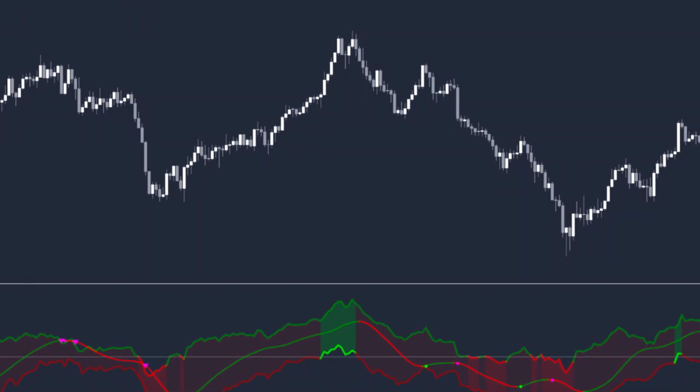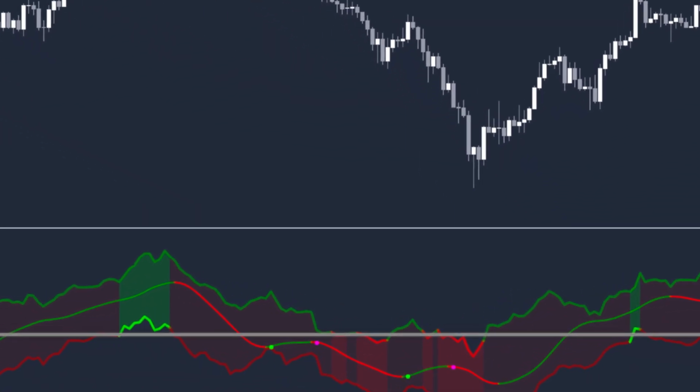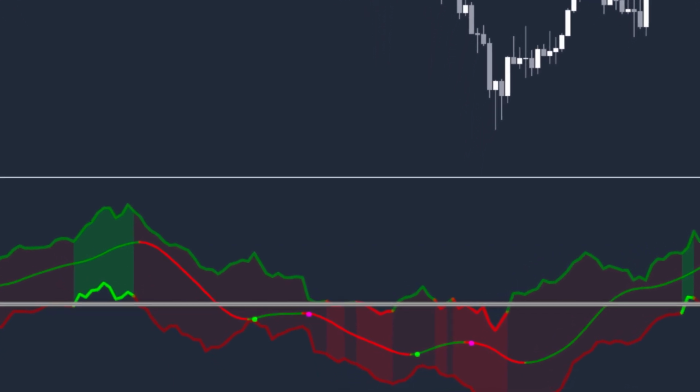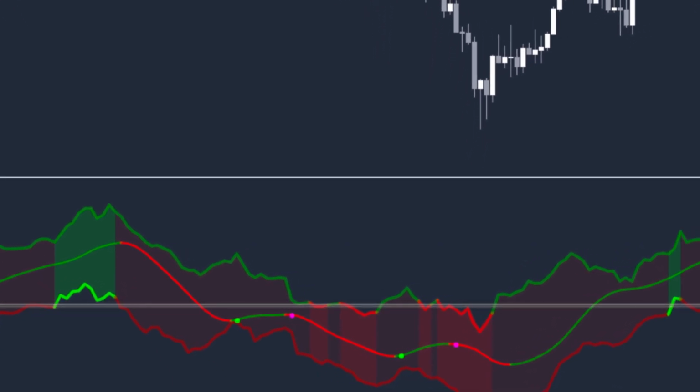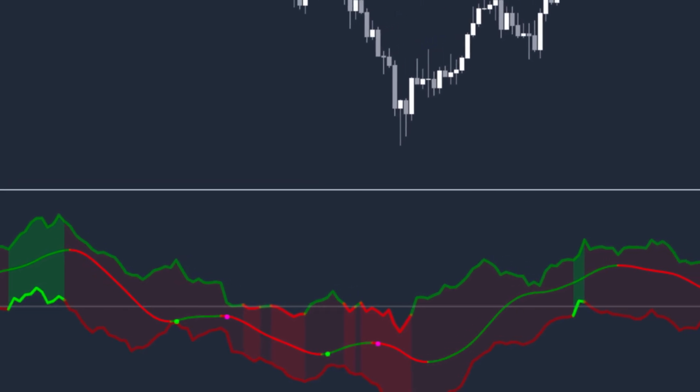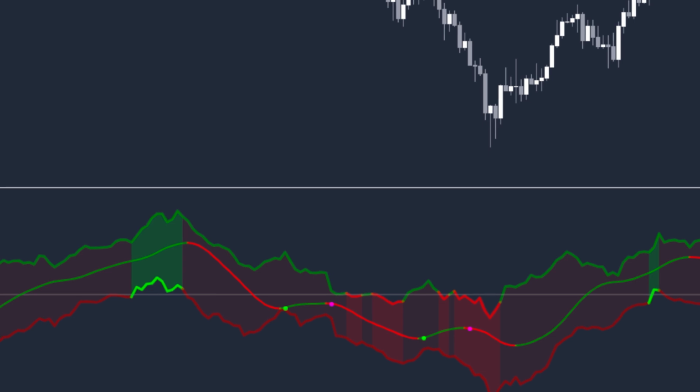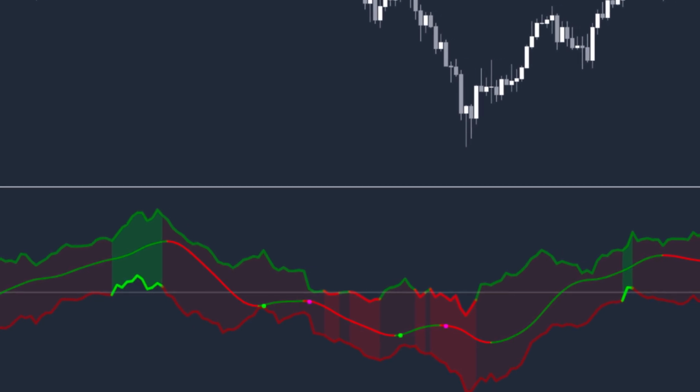The zero line, in gray color, gives us two important data. When the center line crosses the zero line, it means a possible change of trend. If it crosses it from up to down, it means a change of trend from bullish to bearish. And if it crosses it from down to up, it means a change from bearish to bullish.